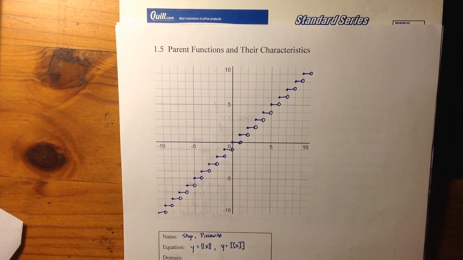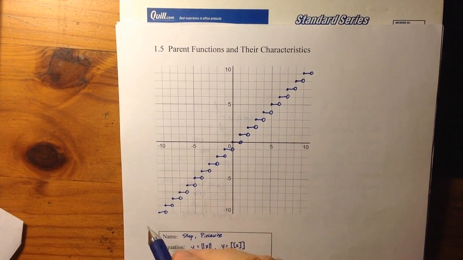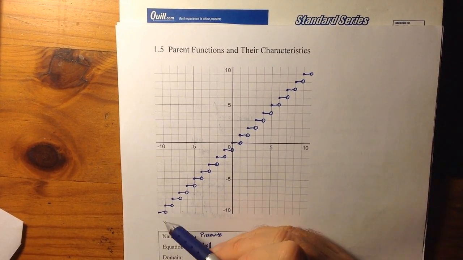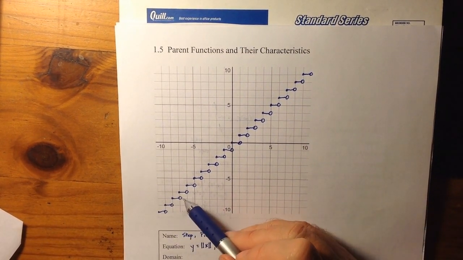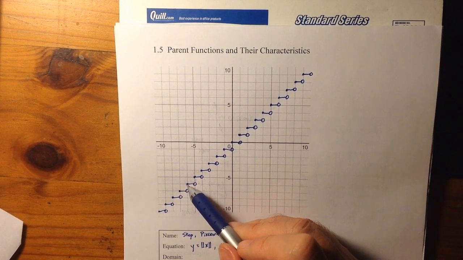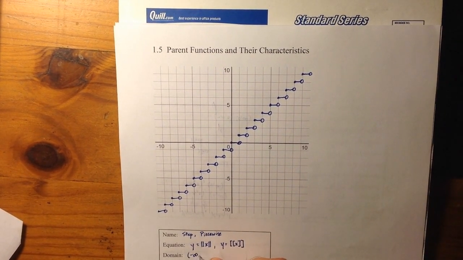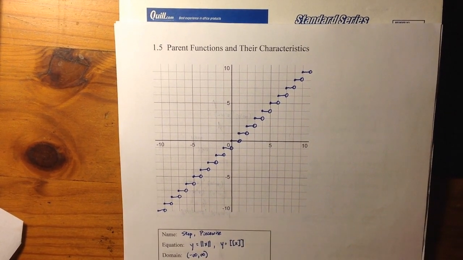But this is read as the greatest integer less than or equal to x. The greatest integer less than or equal to x. Okay, so the domain is all real numbers. It goes forever to the left, it goes forever to the right. Every single point is accounted for because right above all those open circles are closed circles. And so it's negative infinity to positive infinity.